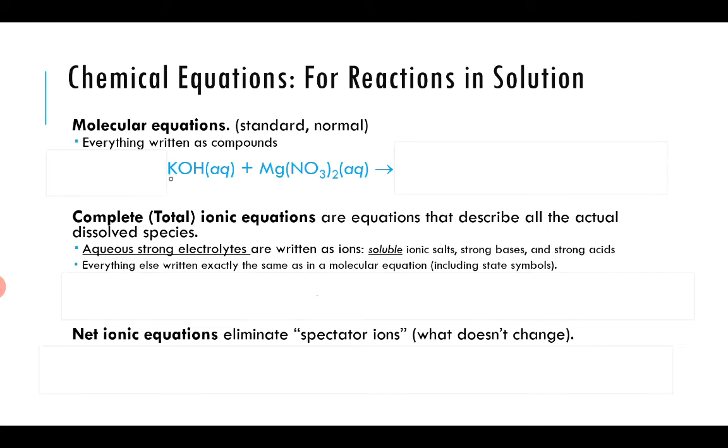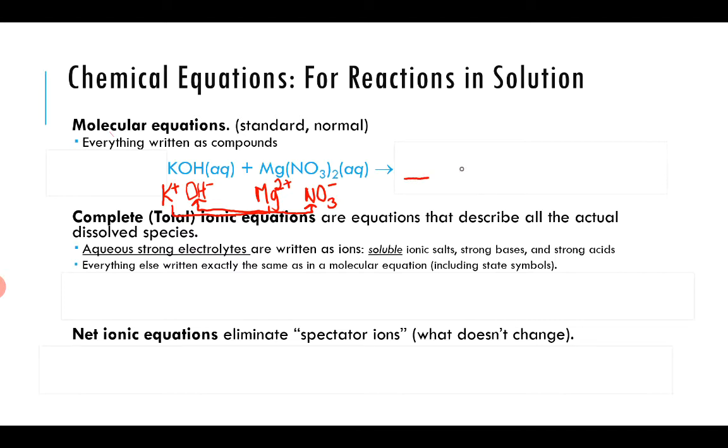According to our double displacement reaction pattern, we have to break this apart into ions. And this is our nitrate, and that's our magnesium 2+. Our magnesium will bond to our hydroxide, and our potassium will bond to our nitrate. Potassium and nitrate together: potassium is 1+, nitrate is 1-.